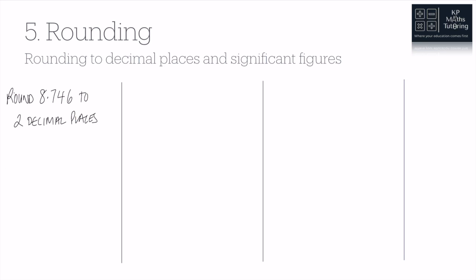Number 6, rounding, really simple here. Just remember when we round into decimal places, so 2 decimal places here is the 4. Draw a line after the 4. What does a 6 do to the 4? It pushes it up to a 5, so your answer is 8.75.